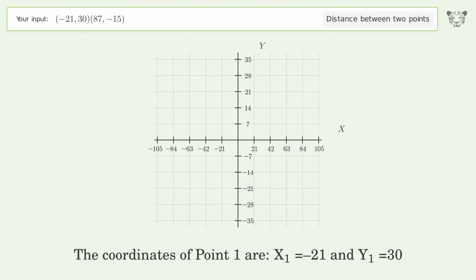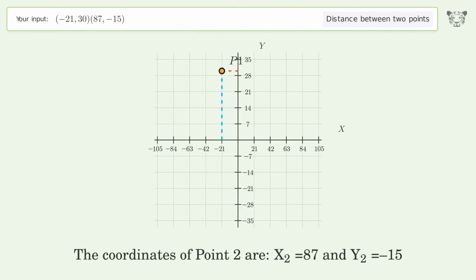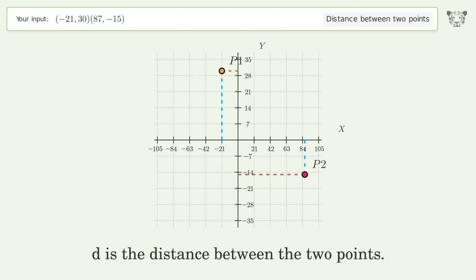The coordinates of point 1 are, x1 equals -21 and y1 equals 30. The coordinates of point 2 are, x2 equals 87 and y2 equals -15. D is the distance between the 2 points.